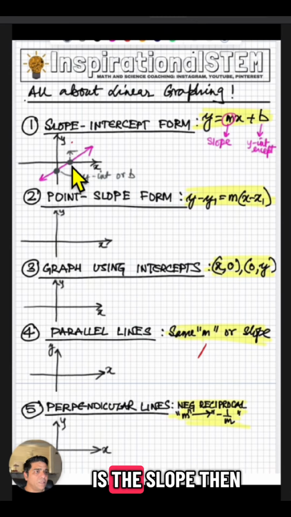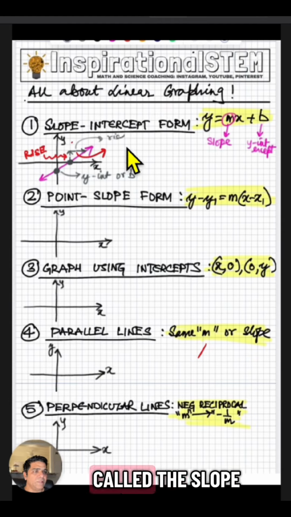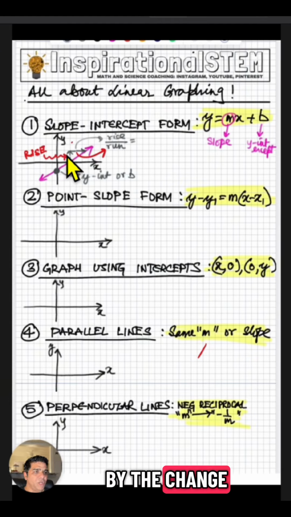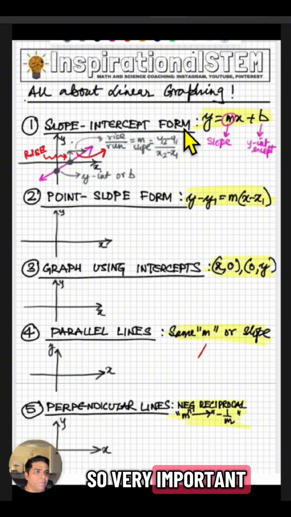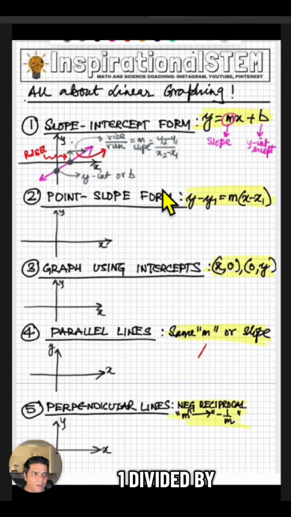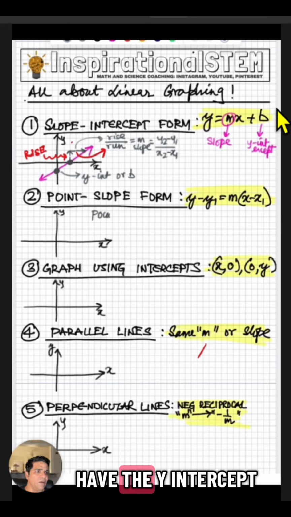And so what is the slope then? It is rise upon run. So this is called the slope. Rise is given by the change in the y value, y2 minus y1, and the run is given by the difference in the x value, x2 minus x1. So very important for us to remember, y2 minus y1 divided by x2 minus x1. Okay, so that's the slope-intercept form. You have the slope and you have the y-intercept.